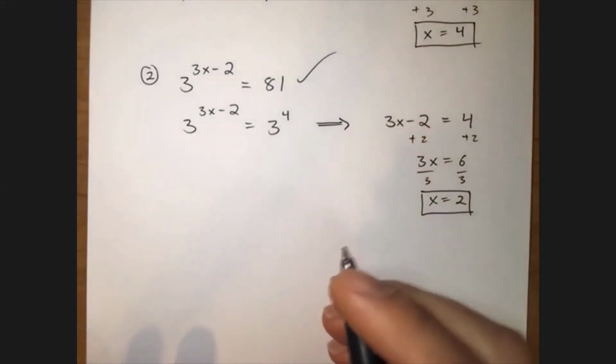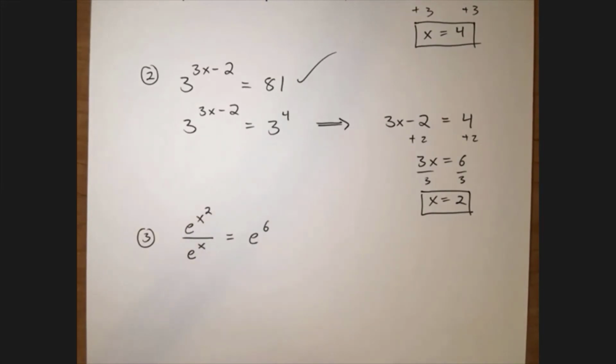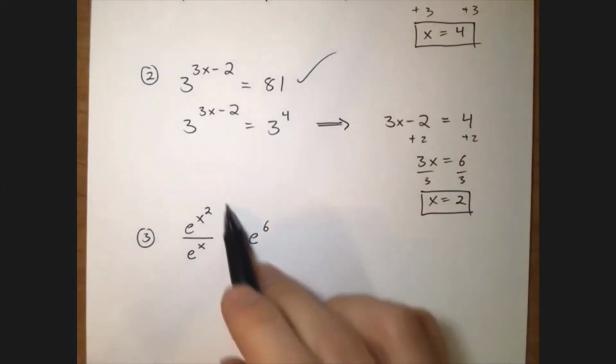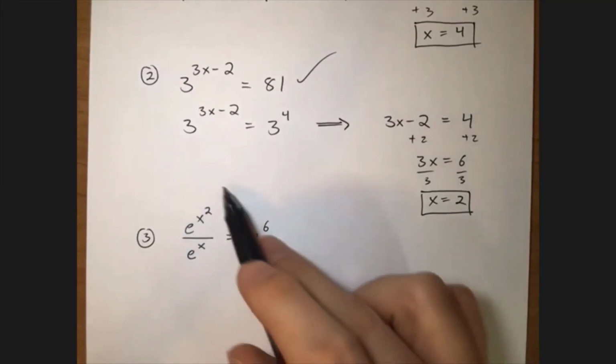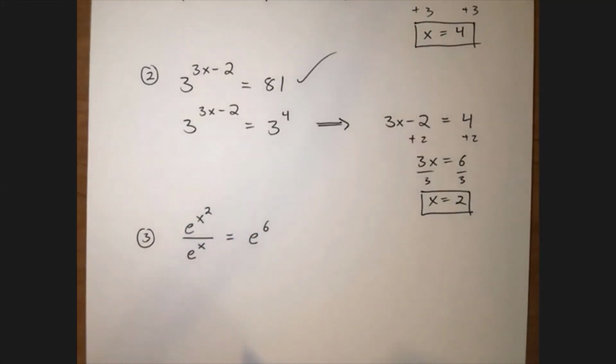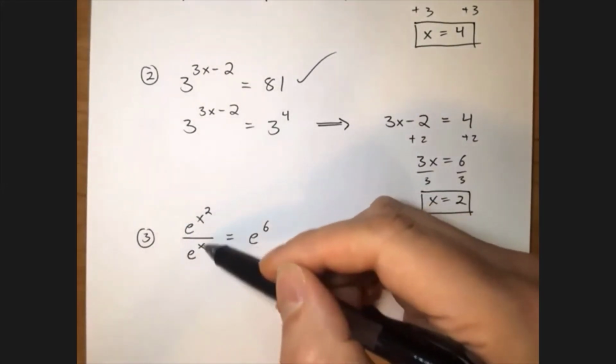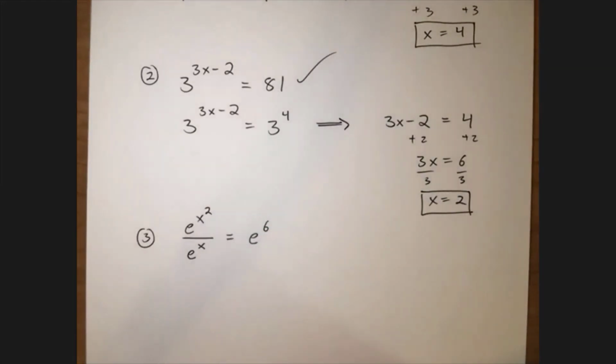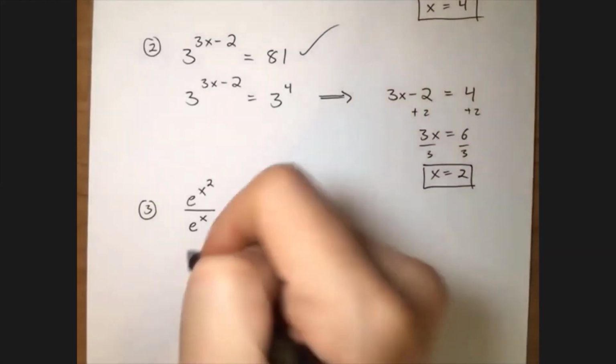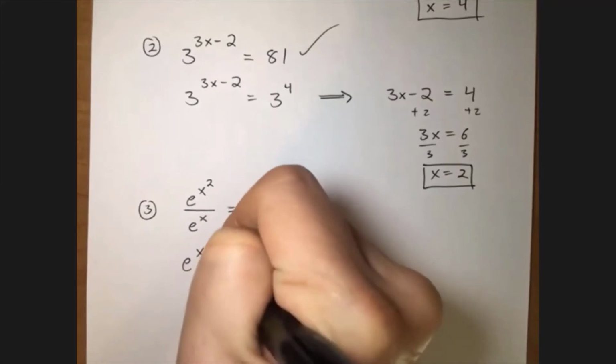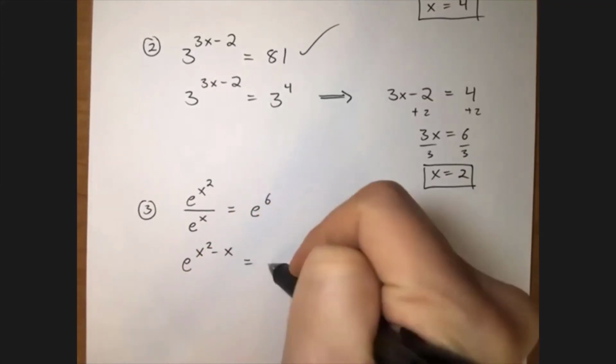Okay, let's look at another one. What can we do here? Well, we need to get it in that form that we can use the one-to-one property. So I need to have a single e to the something over here. Well, I can do that because properties of exponents tell me that when I divide, I subtract the exponents. So the first thing I'll do is use that. This is the same as e to the x squared minus x.